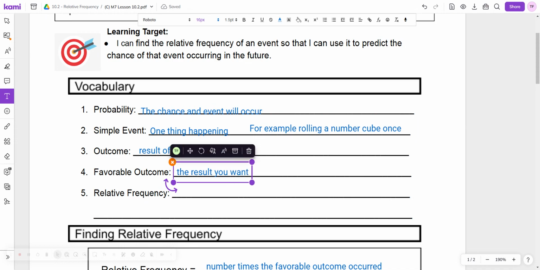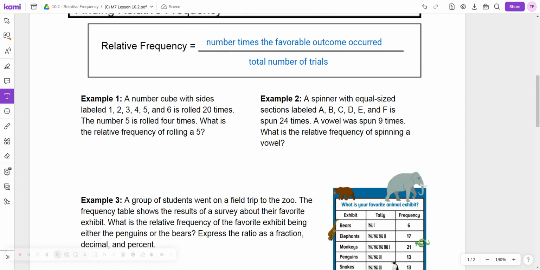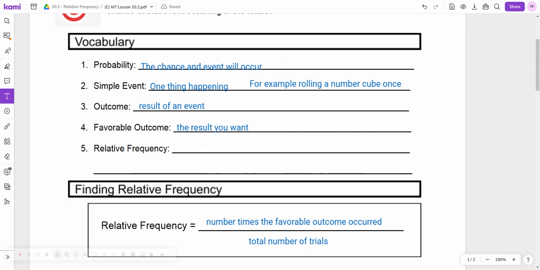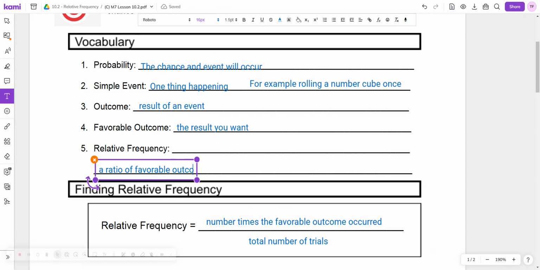And then the relative frequency is a ratio of the favorable outcomes to the total number of outcomes of an event. So a ratio of favorable outcomes to the total number of outcomes of an event.